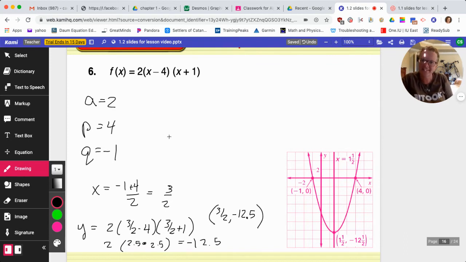Awesome. All right, so I plot my axis of symmetry. I plot my vertex. Then I plot these 2 points at 4 and negative 1, and I have enough to draw through.